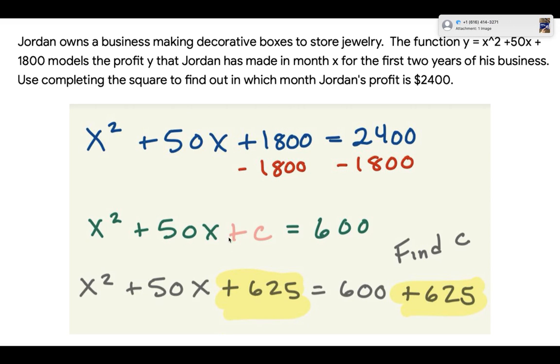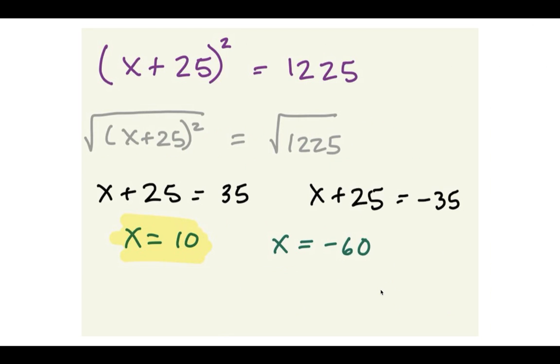Then I will find C. Take half of 50, square it, and I get 625. Add that to the right, add that to the left. Factor, use the square root property, and solve.